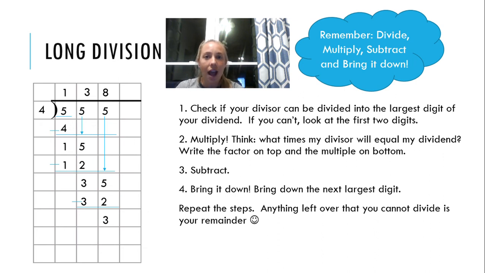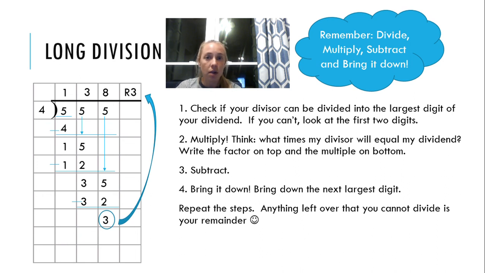But if you look at that problem, I don't have anything else that I can possibly bring down. So now I'm just going to look and double check that I can't divide that. 3 divided by 4. Can I do that? No, I cannot, because 4 is bigger than 3. So that 3 needs to go back up to the top of my problem as my remainder.